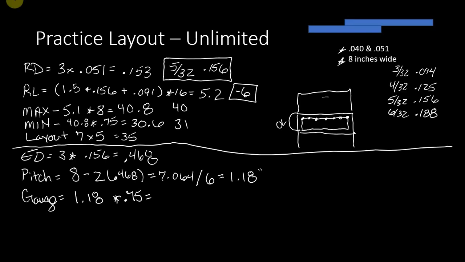I get 0.89-ish. And that seems to work, right? So my next row of rivets going down will be 0.89 away and 0.89 away, etc., etc.